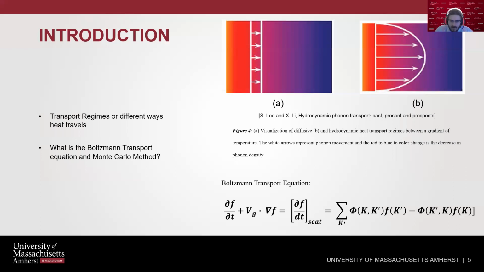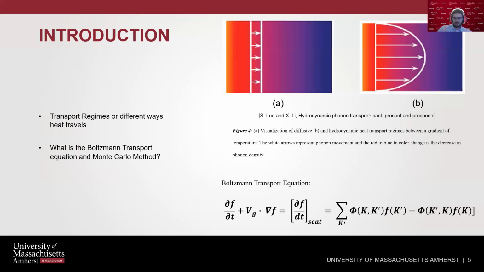Regarding the hydrodynamic transport regime, this is a special way phonons can move, but it happens under very specific conditions. What figure B shows is the phonons moving in a wave formation. From this, heat moves fluid-like, allowing for extremely high thermal conductivity. This is when normal scattering is the dominant scattering mechanism.